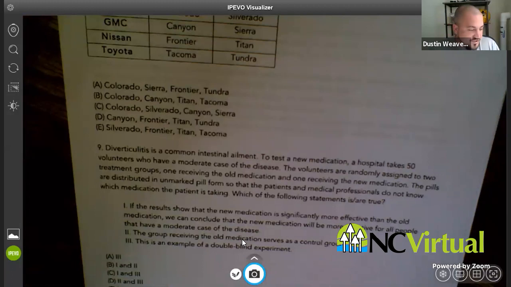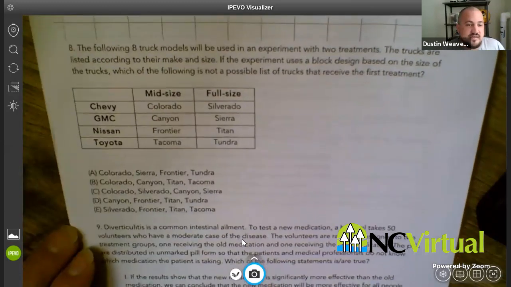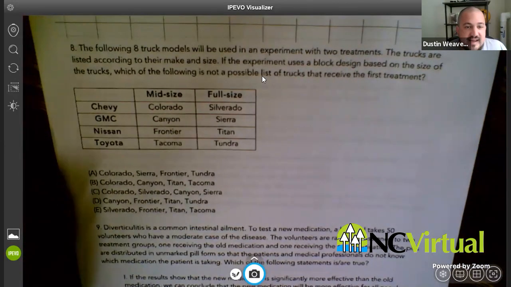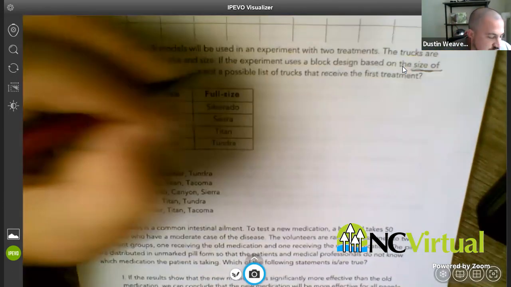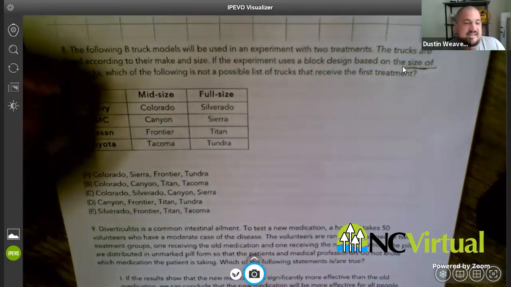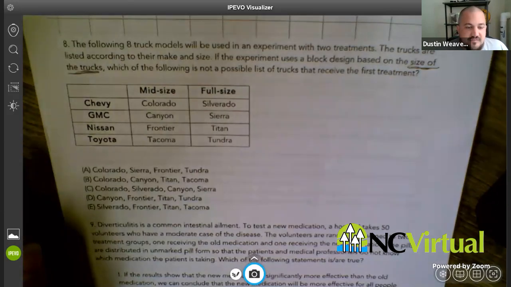So we're going to get to question number 8. The following 8 truck models will be used in an experiment with 2 treatments. The trucks are listed according to their make and size. If an experiment uses a block design based on the size of the truck, so they're blocking into groups based on the size of the truck, which of the following is not a possible list of trucks that received the first treatment?